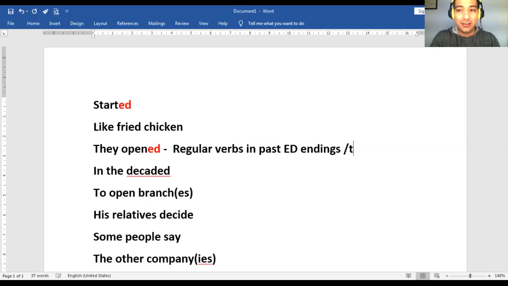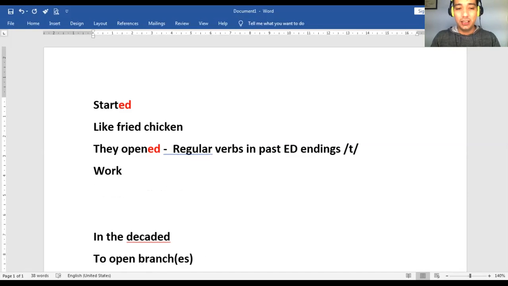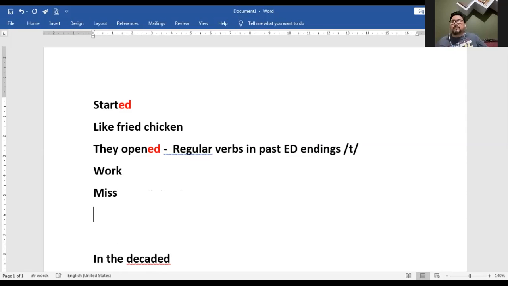The first sound is the t sound. T, t, t. Okay. So your tongue goes on the back of your upper teeth and you push it. This rule says that if a verb in its base form doesn't have a vibration in your mouth, then you say t when you add ed. Examples: work, talk, miss, fix.